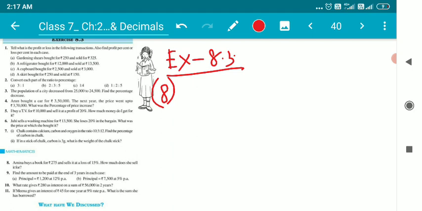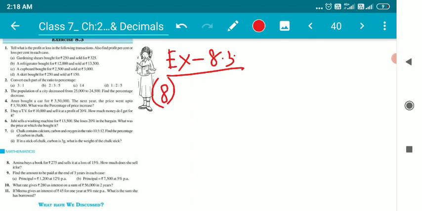Children, these questions from the NCERT book of exercise 8.3 are really very interesting, and very useful knowledge is given here. So we really need to understand the question and the process very nicely, so that we can deal with all such kinds of questions very nicely.